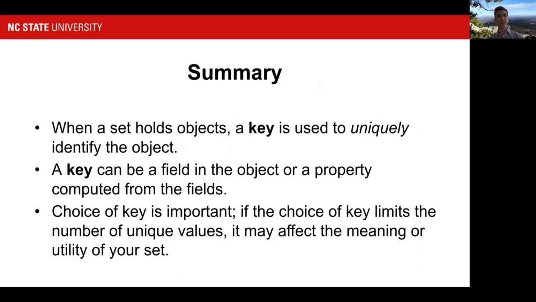Okay, in summary, when a set holds objects, a key is used to uniquely identify the object. A key can be a field in the object, or a property computed from the fields, or it could somehow encompass all the fields of the object. The choice of key is important. If the choice of key limits the number of unique values, then it could affect the meaning or the utility of your set. So you want the key to be really reflective of the whole object as much as possible. A student ID number is a very good key for an object representing students. But for historical dates, it would make the most sense to use all of the information in the object: the year, month, day, and the significance.